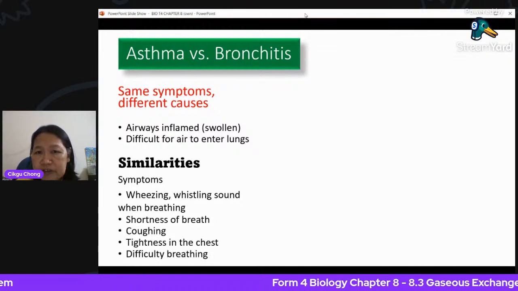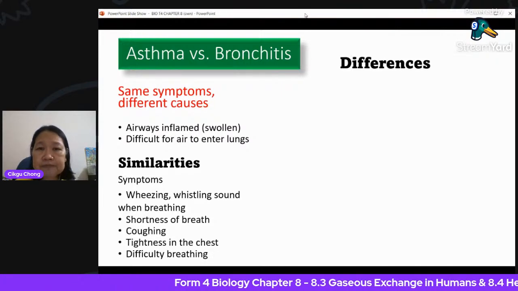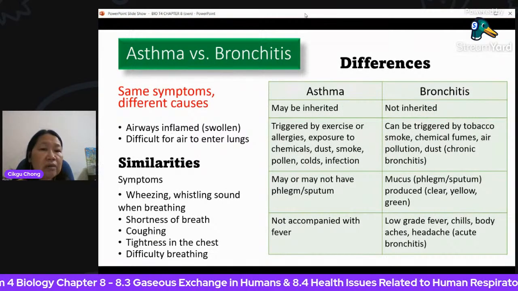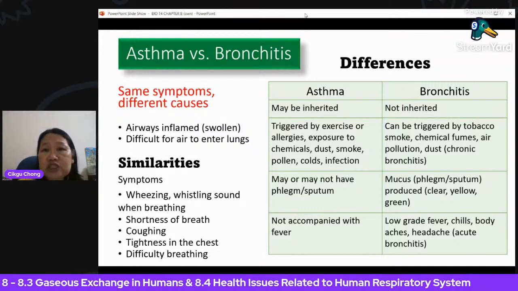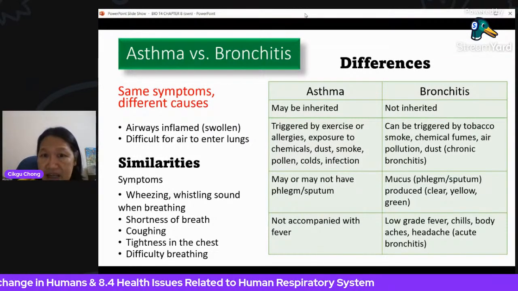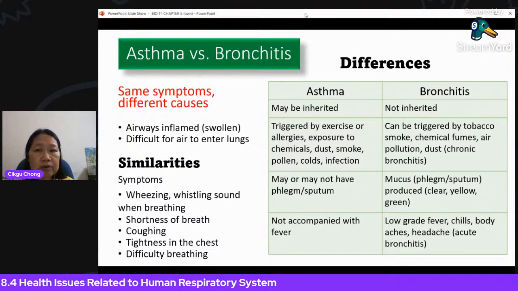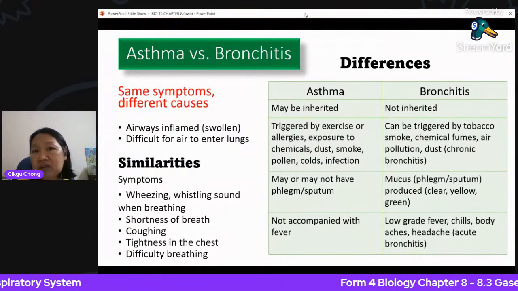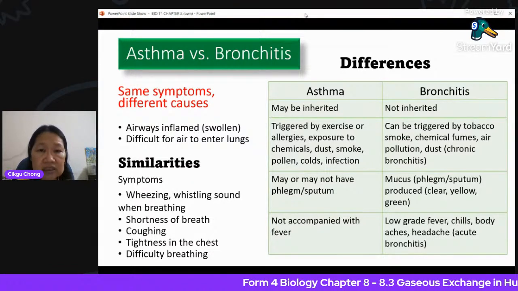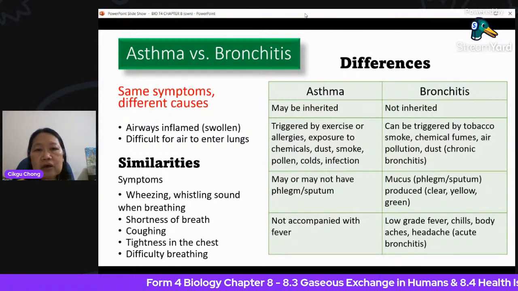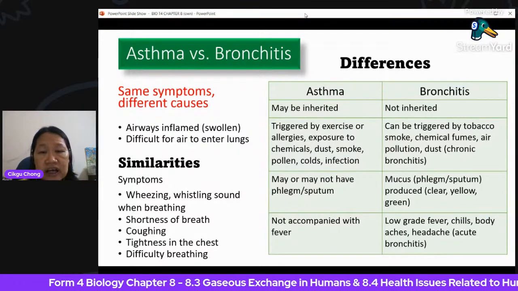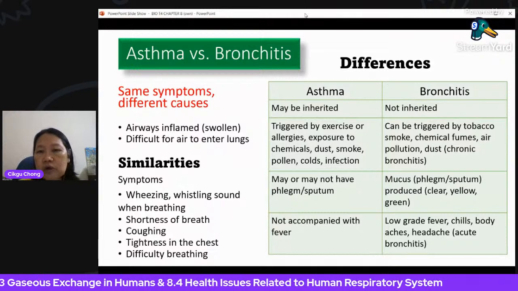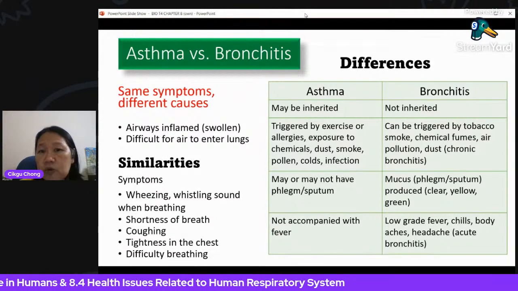Now, what are the differences? Asthma, some of it may be inherited. You may have asthma genes in the family, so people are born asthmatic, but there's no such thing as people born with bronchitis. There's no baby born with bronchitis. Bronchitis is because of what you inhale into your lung. Triggered by what? Asthma is triggered by allergic reaction, exposure to chemicals, dust, smoke. So triggered by tobacco smoke also.